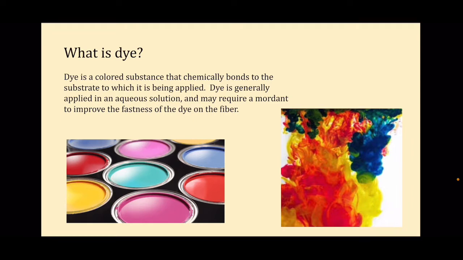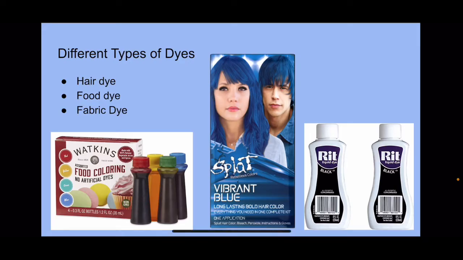Dye is generally applied in an aqueous solution and may require a mordant, which is a substance, typically an inorganic oxide, to improve the fastness of the dye on the fiber. Different types of dye I'm going to be talking about are food dye, hair dye, and fabric dye.